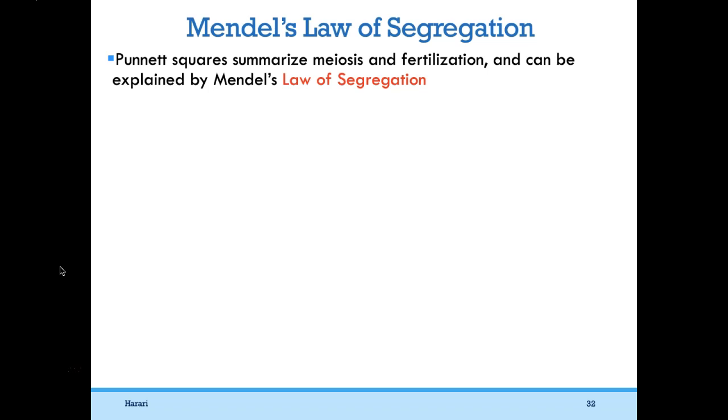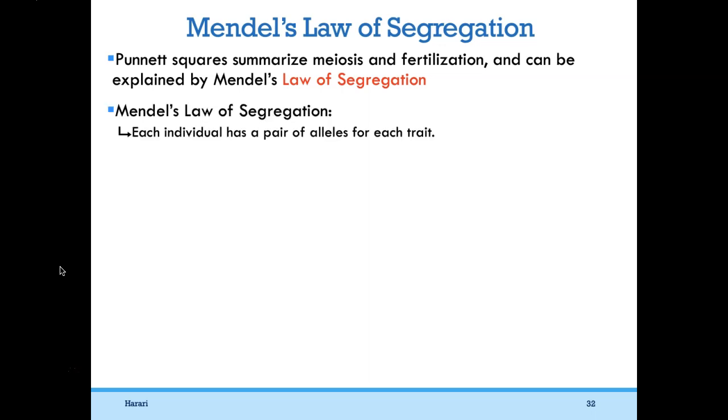So this brings us to Mendel's first law, which is the law of segregation. Punnett squares basically just summarize meiosis and fertilization. And this is all explained by Mendel's law. So Mendel's law says that each individual has a pair of alleles for each trait. We're diploid. We have 2 copies of every gene, 2 different alleles. Those alleles segregate. They separate during gamete formation.